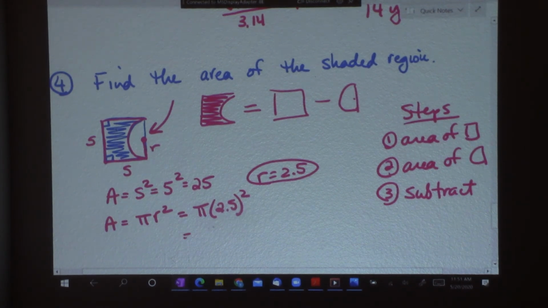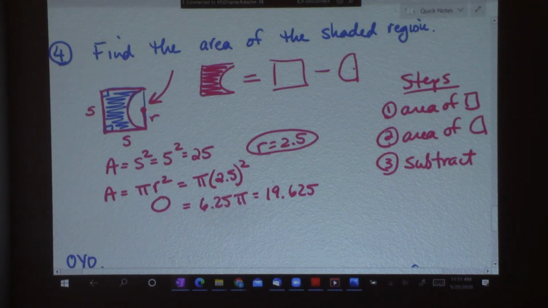So I'm going to work that out. 2.5 times 2.5 is 6.25, and if I multiply that by pi, I get 19.625. Now that is the area of the whole circle, right? But I only want the area of half of the circle because I've got a semicircle here. So I'm going to divide this by 2, and I end up with 9.8125.